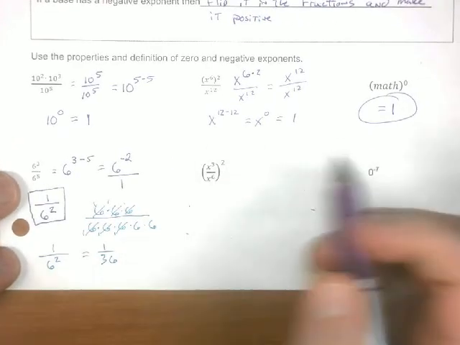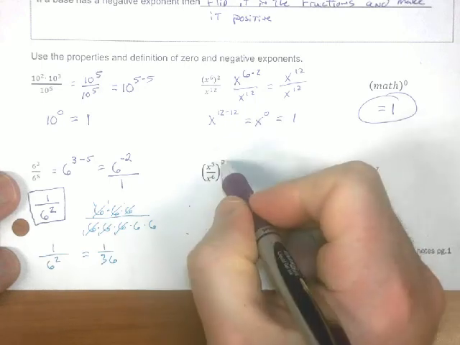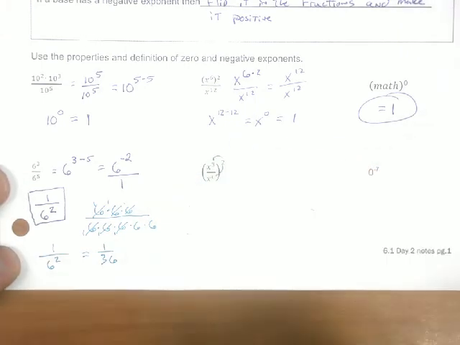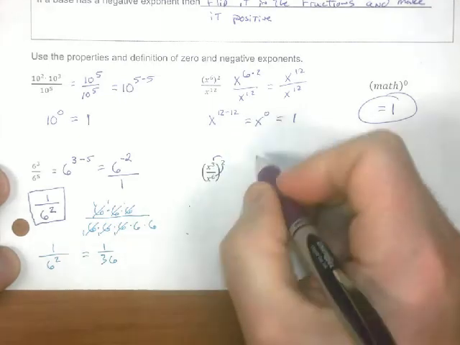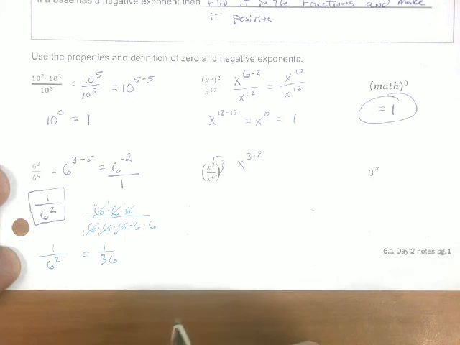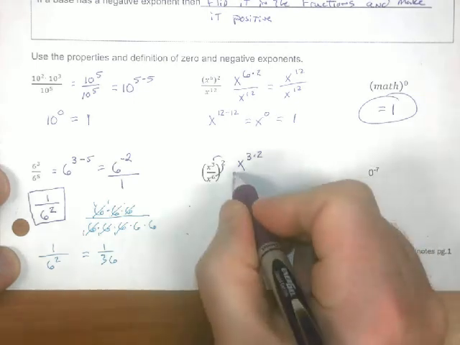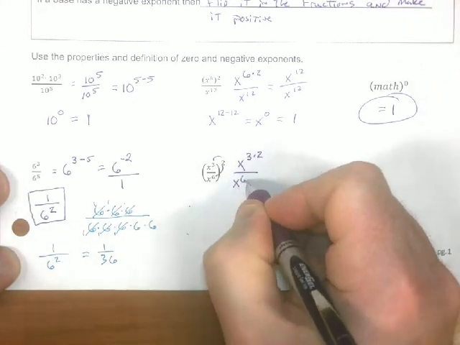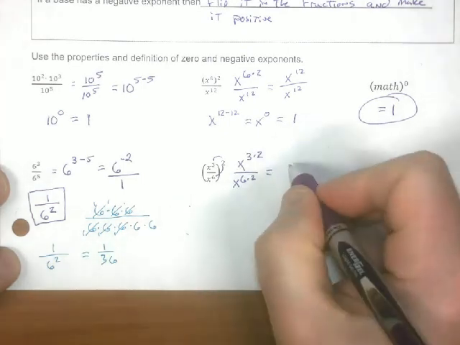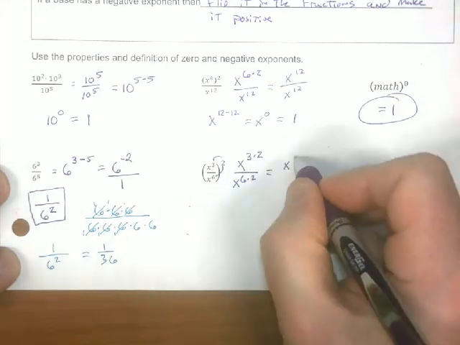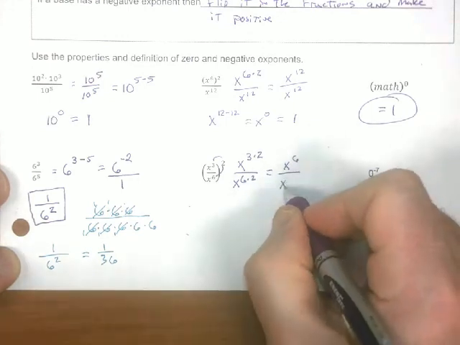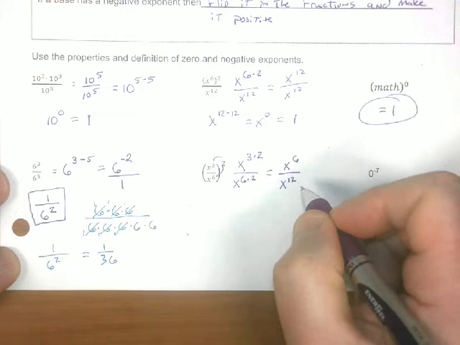Next one. So again, this power here, ladies and gentlemen, has to go to everything. It's kind of the first time we've seen this one. It has to go to all parts. So this becomes on top x to the third times 2, because the power times the power is when we multiply, all over x to the 6 times 2. Cleaning that up, we get x to the 3 times 2 is 6, and then x to the 6 times 2 is 12.